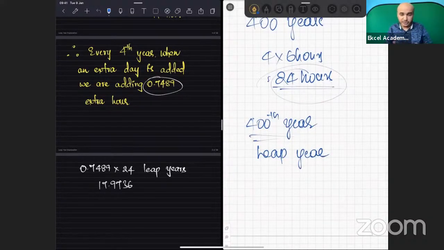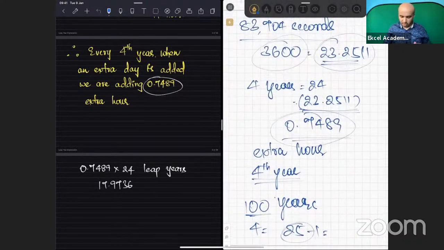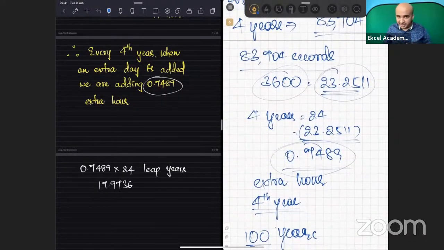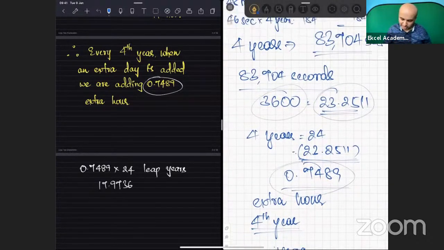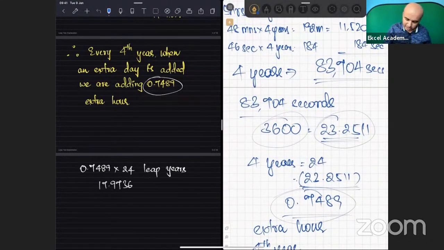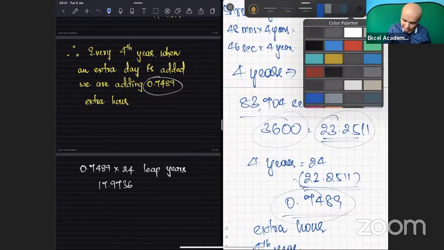Again, I know it's confusing a bit. Let's take a step back and let's go back here. Once in 4 years, there is this additional time which we are converting into one leap year. So once in 4 years, what is the additional time which we have here? That is 23 point something.